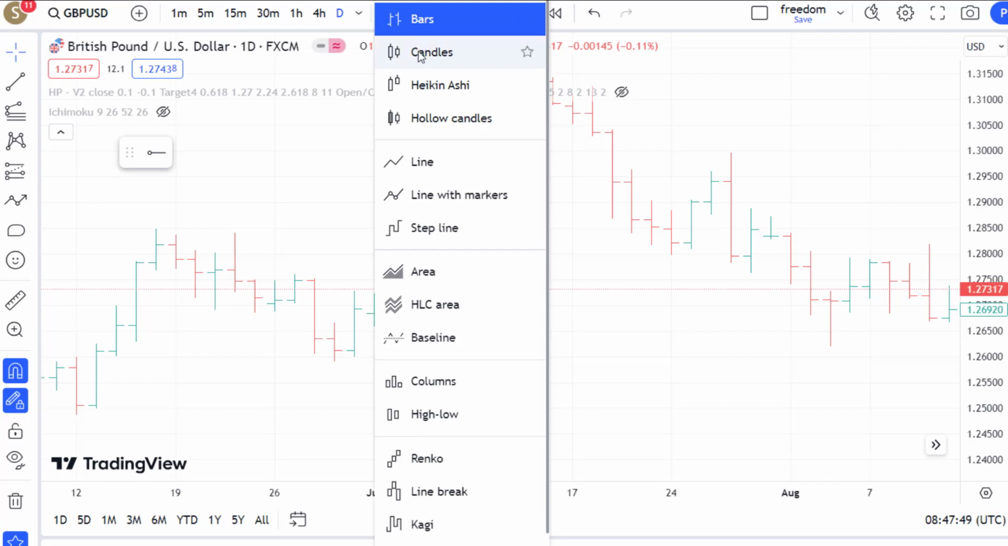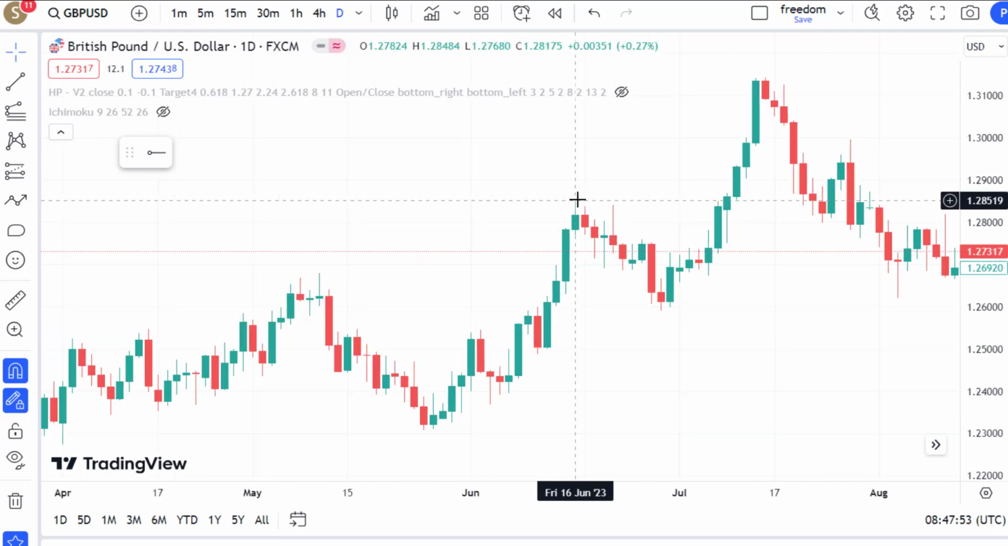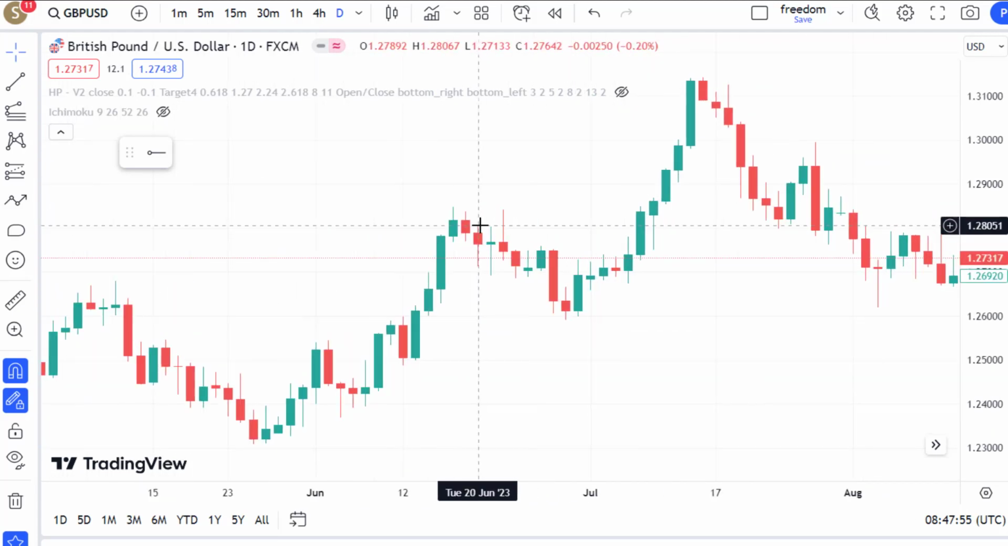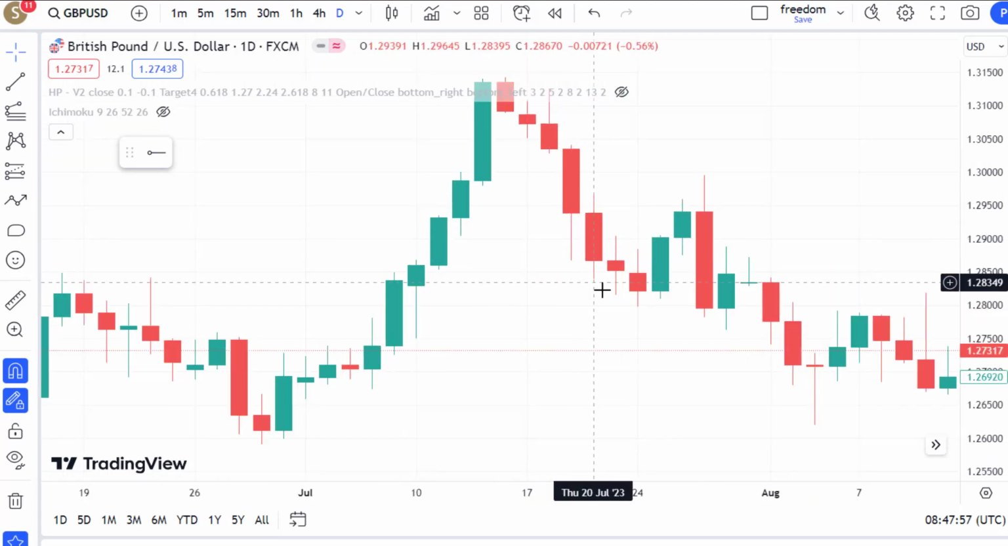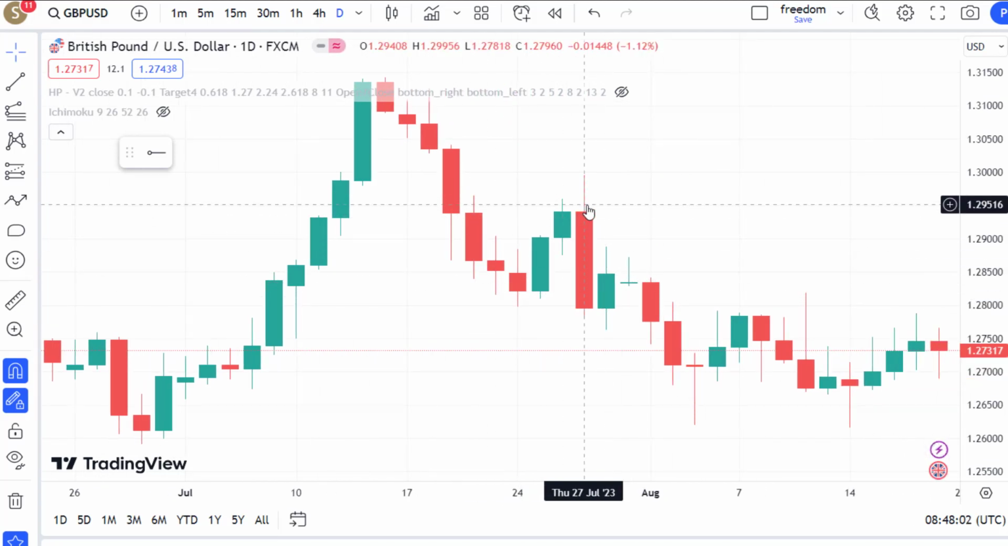3. Candlestick chart. Candlestick charts are similar to bar charts but are more visually informative. Each candlestick represents a specific time period and includes the same 4 price points as a bar chart. The body of the candlestick represents the opening and closing prices, while the wicks, upper and lower shadows, represent the high and low prices. Candlestick patterns are widely used for technical analysis.